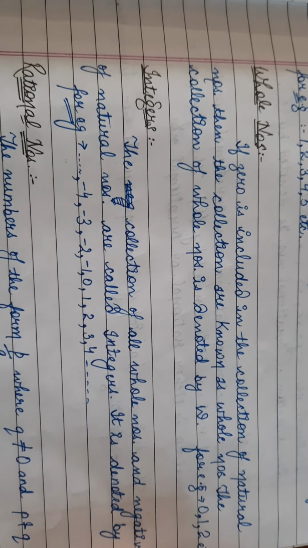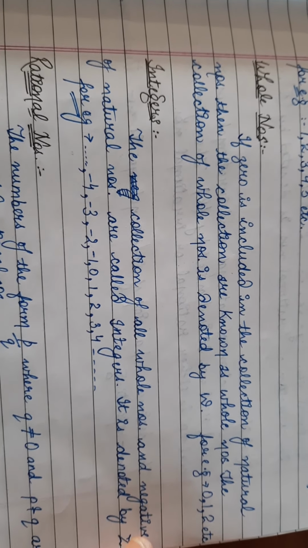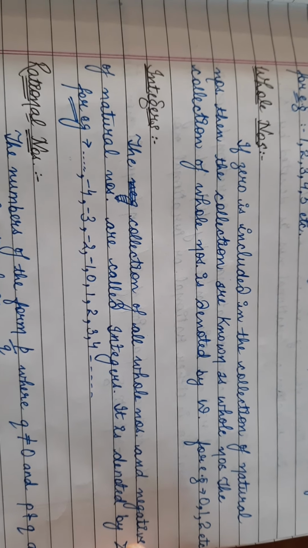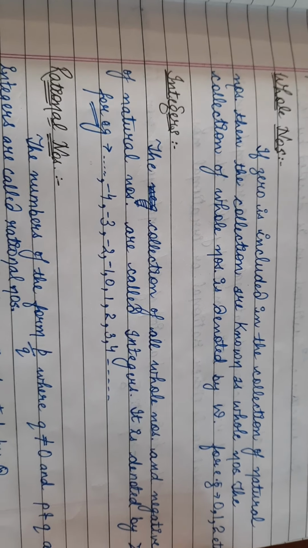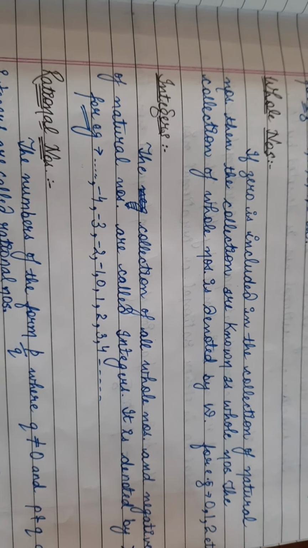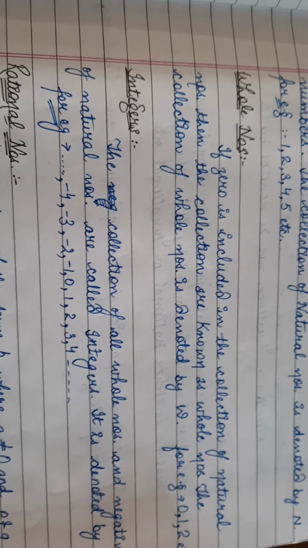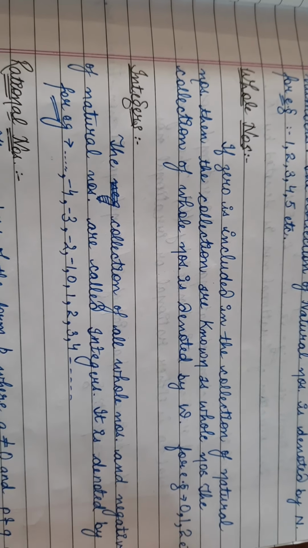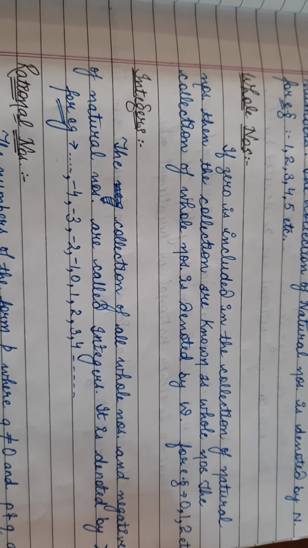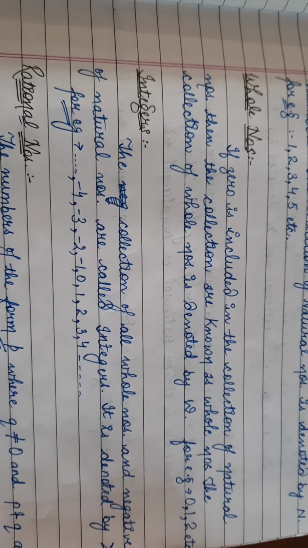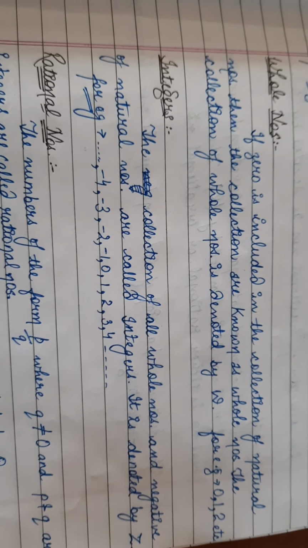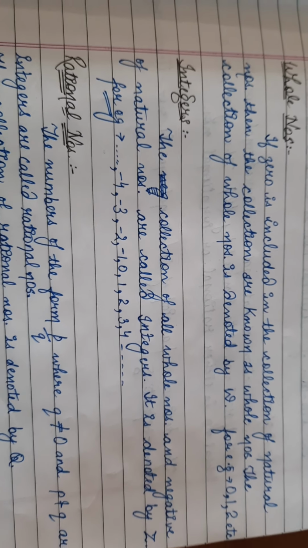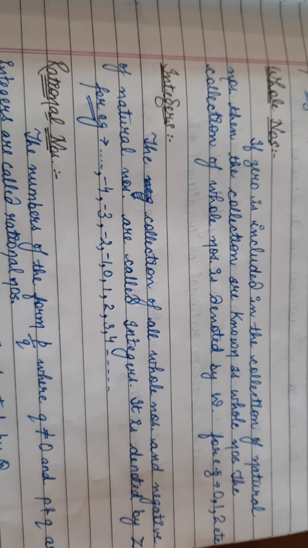Now integers. The collection of all whole numbers and the negatives of natural numbers are called integers. Now why do we need integers? Suppose we deal with the whole numbers 1 and 3 and we subtract them, 1 minus 3. The answer will be minus 2. That means on the number line we need to plot minus 2 also. So we introduce these integers.